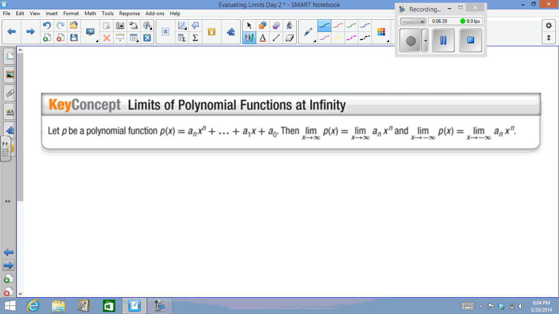So here I have a big long function, and it's got a whole bunch of different parts. Who knows however many different pieces there are going to be. When I have all those different pieces, the only one that's really important to me is the highest exponent. So I'm going to look at the one that has the highest exponent. So let's look at an example because I think it's going to make it a little more clear.